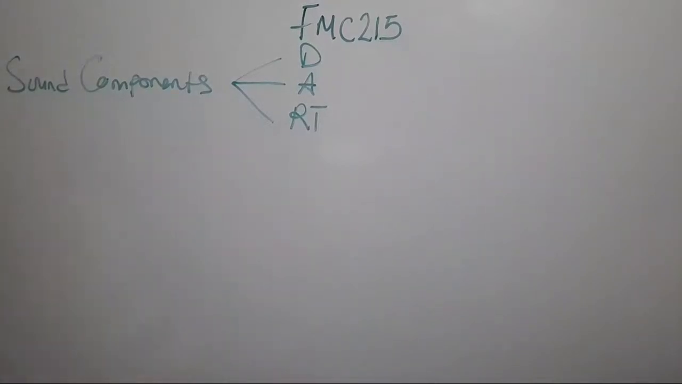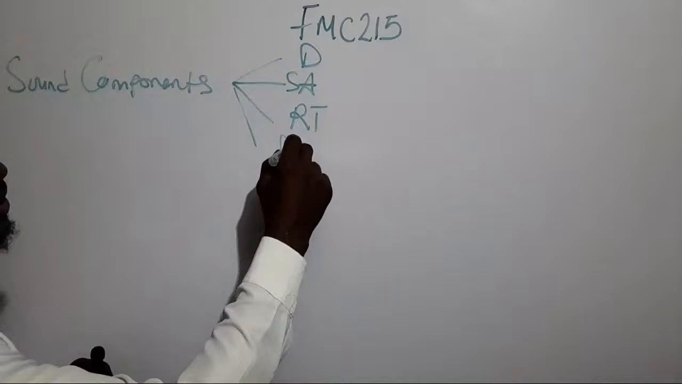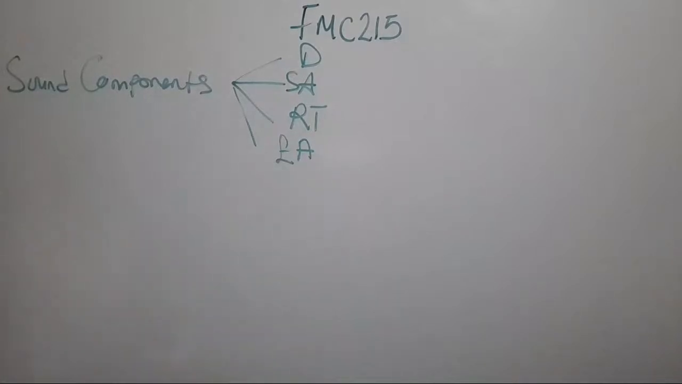Now this ambience is split into two. We have supporting ambience and we have environment ambience. So very quickly, let's look into all of this. All of these are referred to as the components of sound.